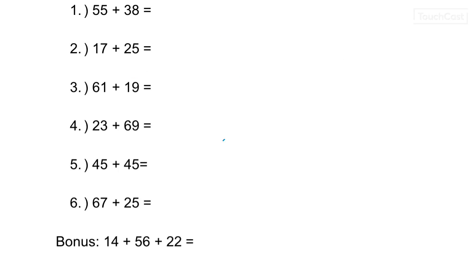Here are the 6 problems. You'll notice they're all 2-digit by 2-digit. So they are written horizontally. I want you to stack them vertically. And there is a bonus here at the bottom. It's just adding 3 numbers together. Just a little challenge to see if you get the right answer. So that is your assignment today.